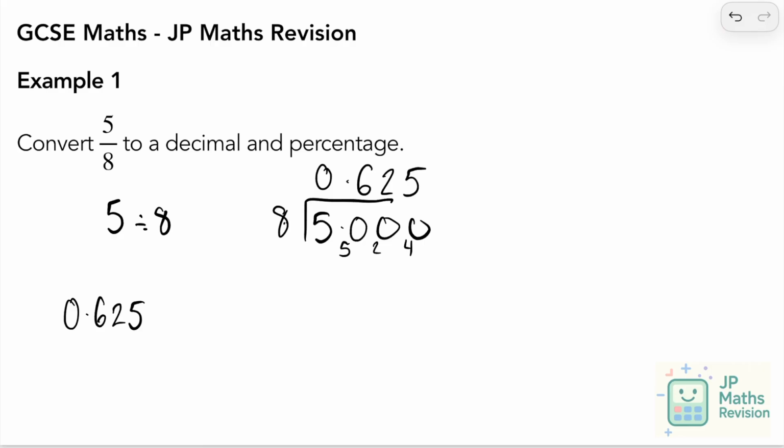Now to get that to a percentage, all I do is multiply by 100. So 0.625 times 100 is going to be 62.5%. So as a decimal, we have 0.625, and as a percentage, we have 62.5%.